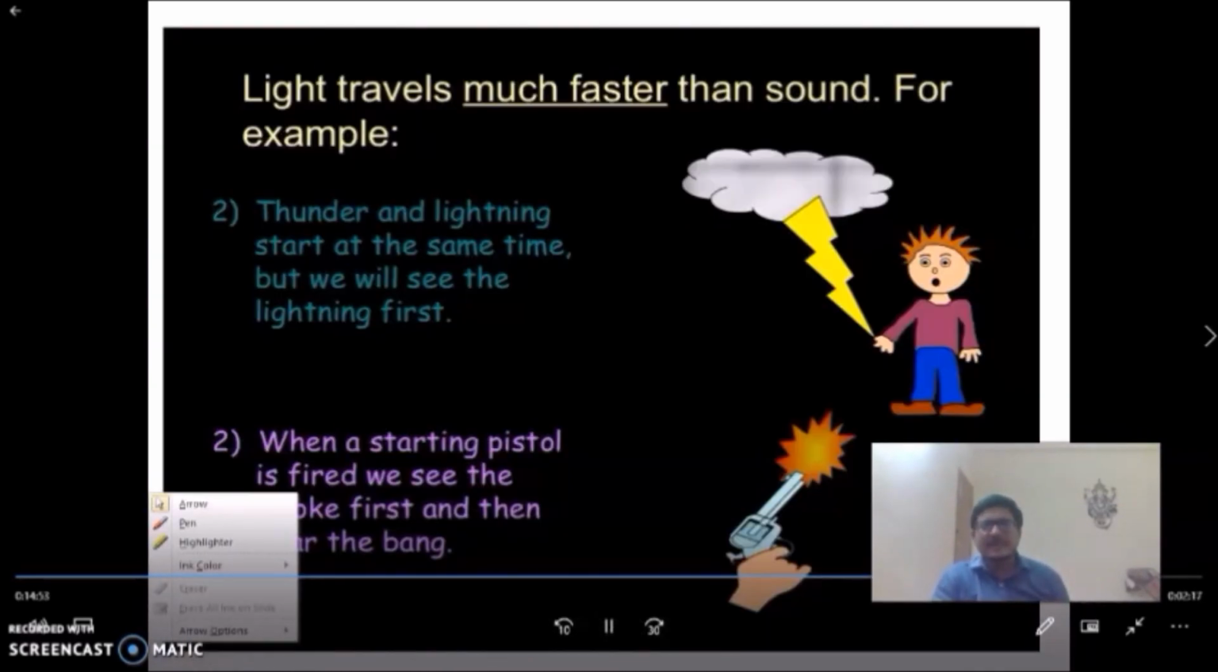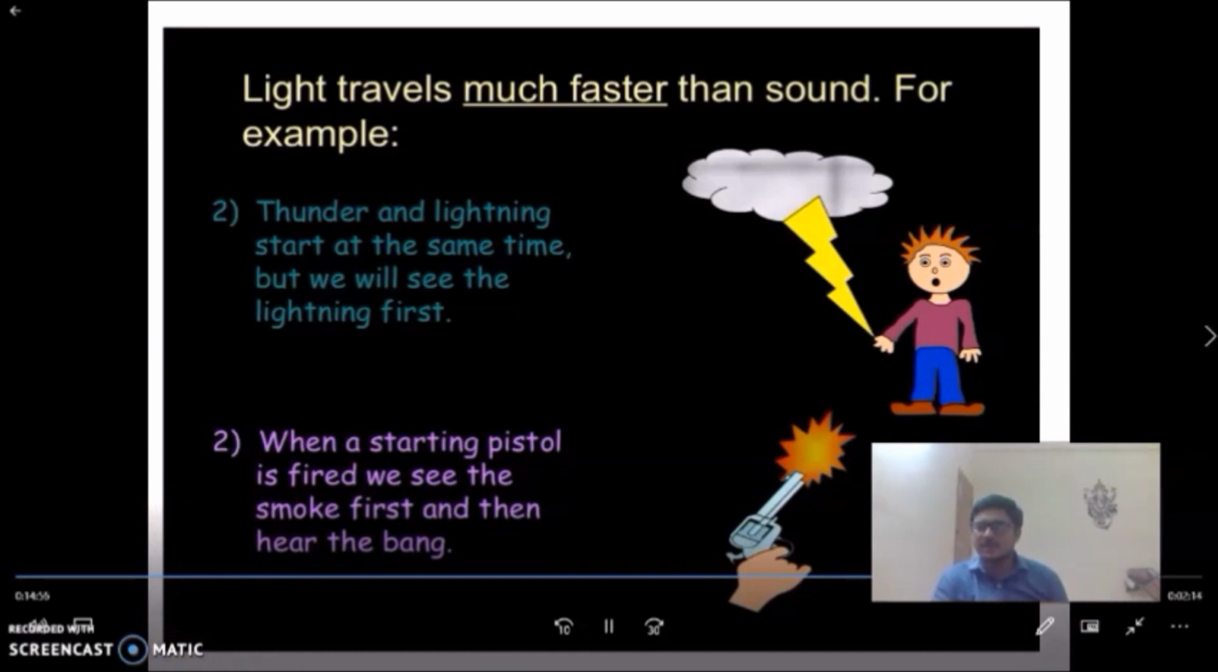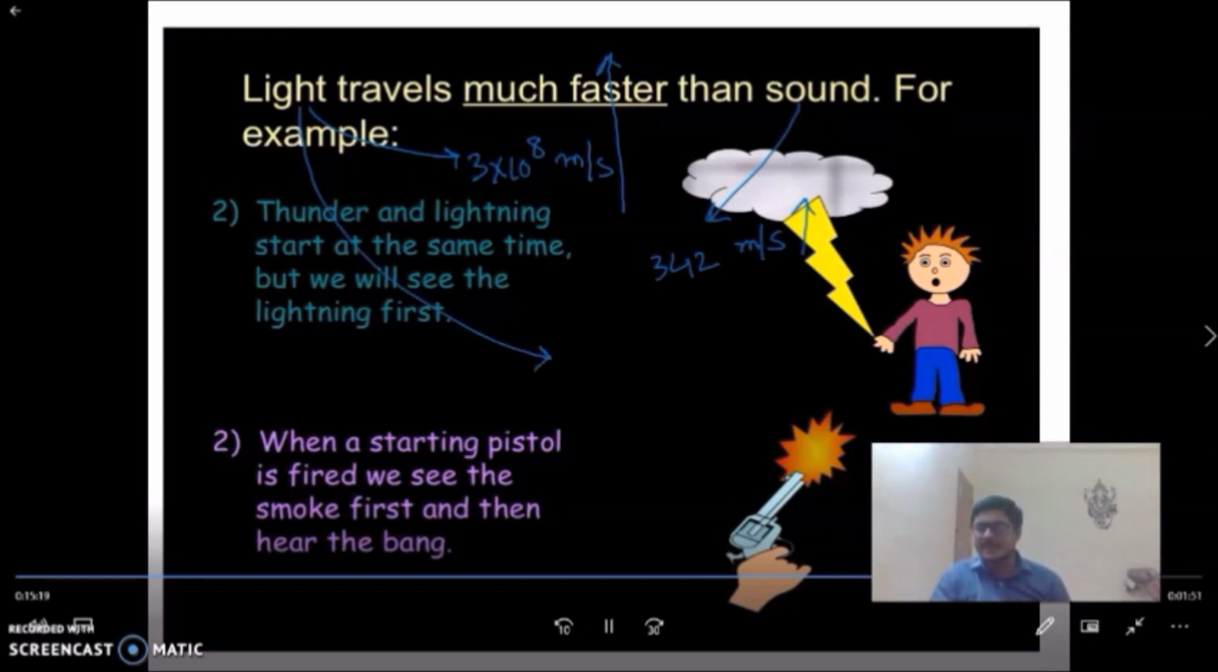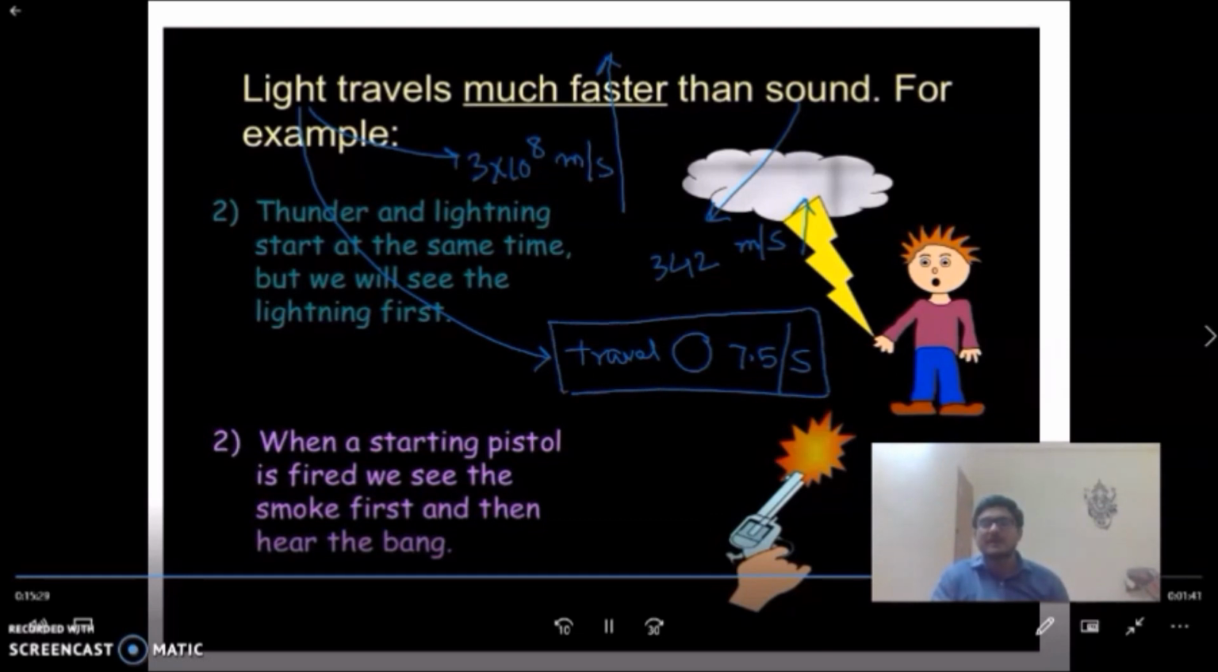Our next point: light travels much faster than sound. Yes, really, the velocity of light is tremendous. It is about 3 into 10 to the power 8 meter per second, meaning about 3 lakh kilometer per second, while sound velocity is only 342. Also, sound velocity can vary based on atmospheric pressure, temperature, moisture, all these things. Light velocity is so high it can travel around our Earth 7.5 times per second.